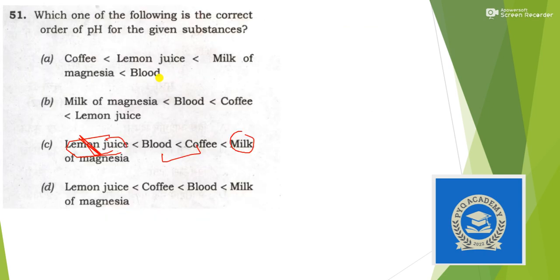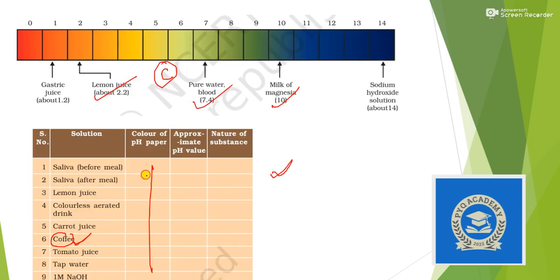Now let's try to find the answer. So lemon juice, then coffee, then blood, then milk of magnesia. So the answer here should be option D. Your task is to fill this column in your book, so that if in future you get any question, you will be able to solve it very easily.